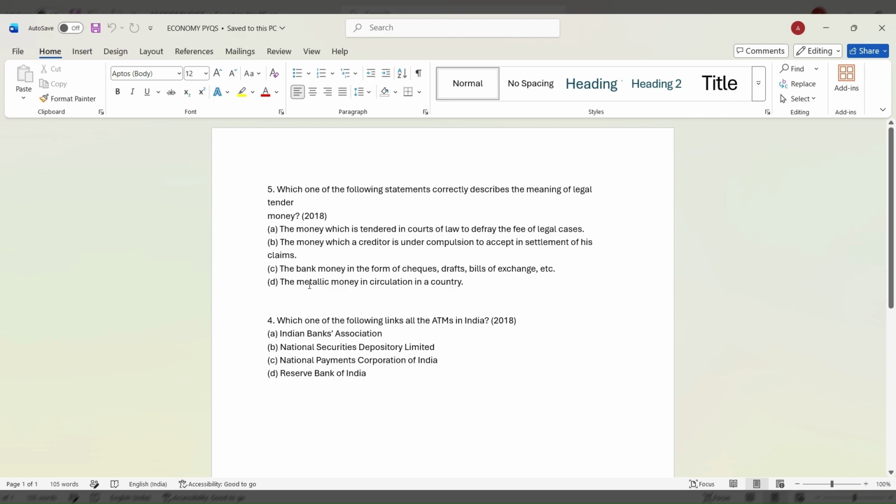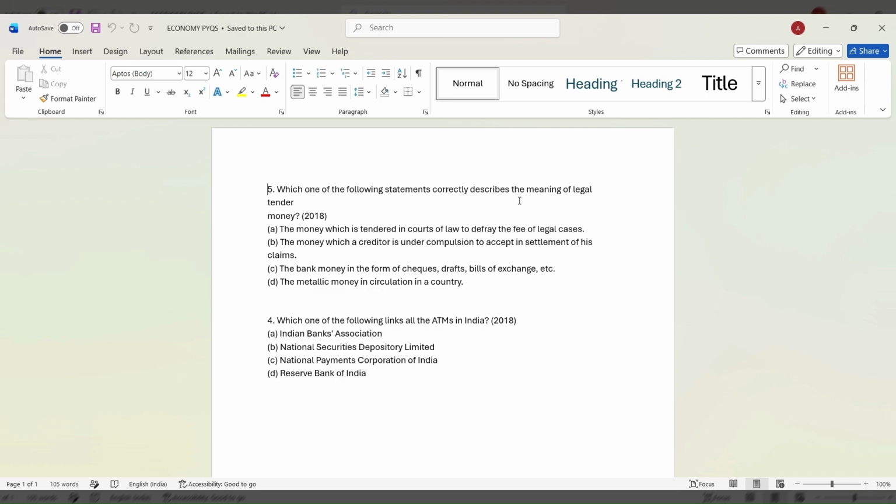So this PYQ of 2018 is basically on the topic of legal tender money. So what is legal tender money? Legal tender money is money that must be accepted by law as payment for a debt or some financial obligation. All right, legal tender money is money that must be accepted by law as payment for a debt or a financial obligation.